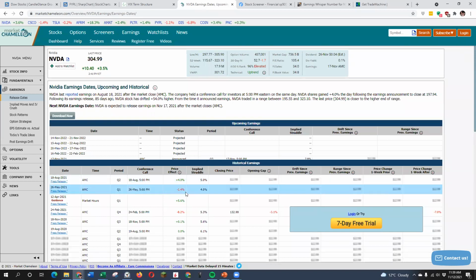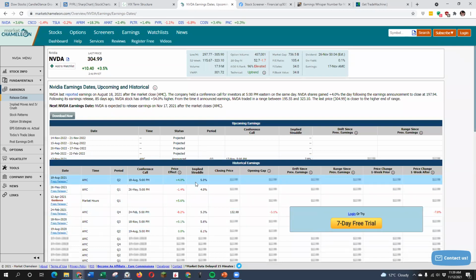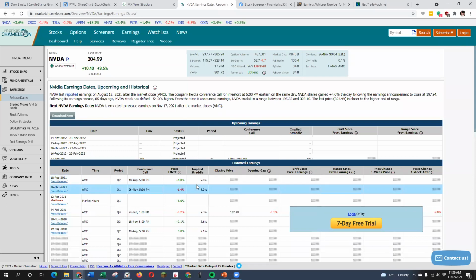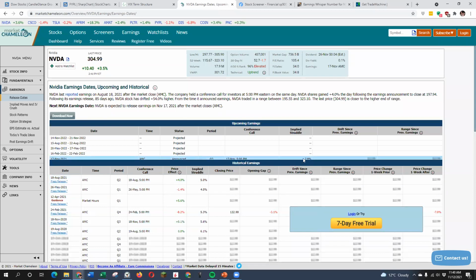We can see what it's done in the last few releases. Okay, so this is the expected move. Now, this is a bit more of an advanced topic, but if you take the at the money call and the at the money put and add them together, it'll give you the expected move for that particular time period. So here you can see 7.8% is the expected move for Nvidia. It might move up or down 7.8%. That's what the option market is expecting.